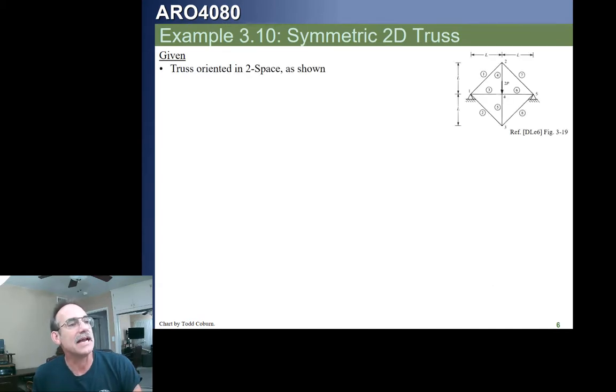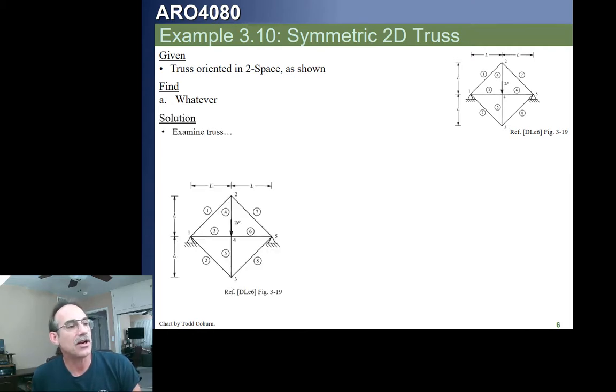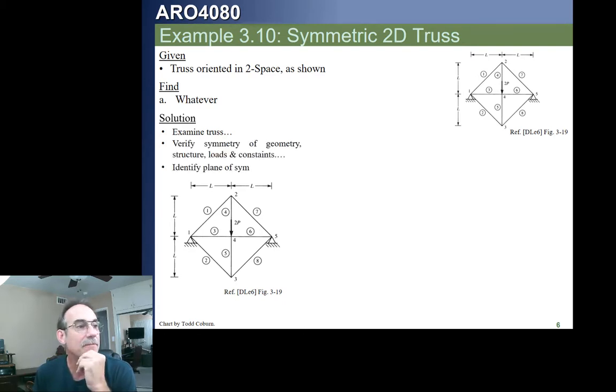So here's a little example. We've got a truss. This is the same problem, and we're trying to find our loads and everything else. Okay, so we take a look at our truss. Here it is, and we look for a plane that if we slipped a mirror there, it'd be the same on both sides in that mirror. Okay, so when we do that, we identify our plane of symmetry. It looks like we're symmetric about that line. If we had a mirror there, it would look the same on both sides.